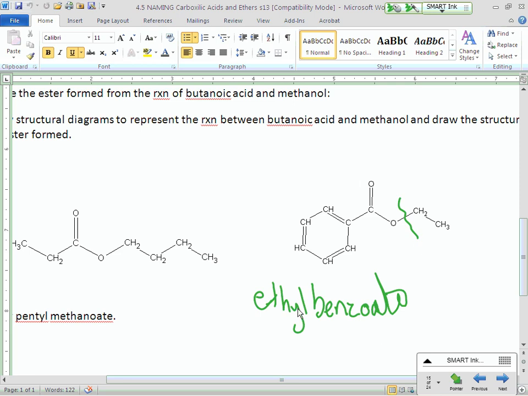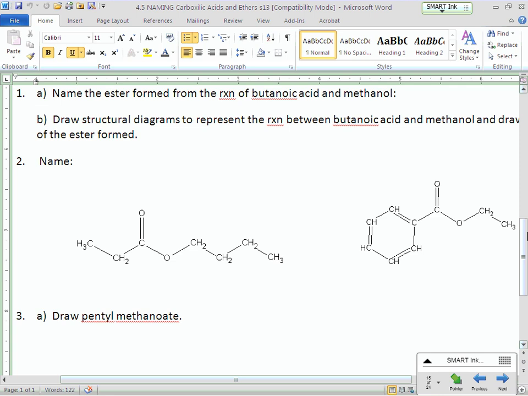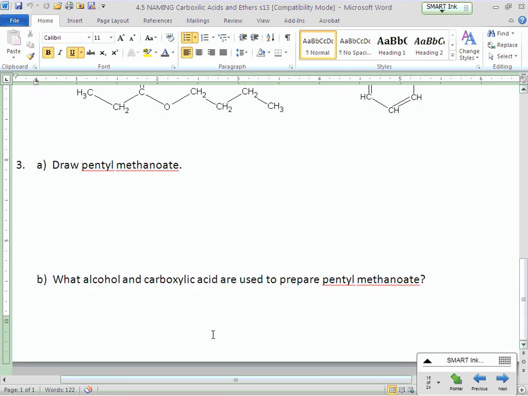And we've got one here that is draw. So we will definitely do that. We will draw this guy. Clear the ink. Move this over here. Bring this down. Draw pentyl methanoate. Again, I always go to the end of the name. The end of the name tells you where to start. Methanoate means we're starting with methanoic acid that has lost its H.